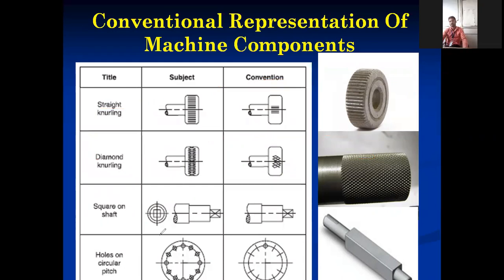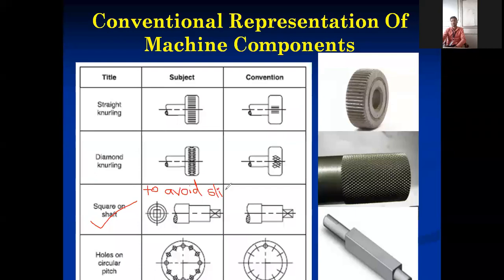Then square on shaft. What is the purpose of a square on shaft? You have to listen to the lecture very carefully. You will not find such information in any book. You will only find the diagram itself, but the application you will not find. If I ask what is the purpose of providing a square on the shaft, I have given a one line answer: to avoid, who will tell what is the next word? Avoid what? Very good. To avoid, what is the spelling of slip?